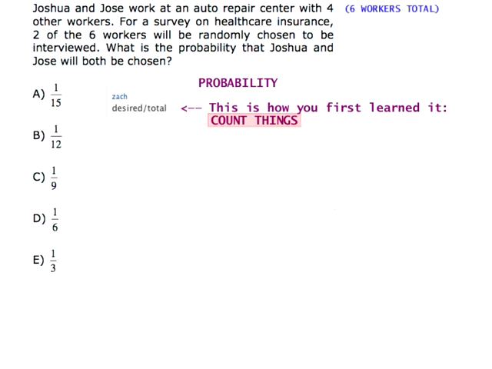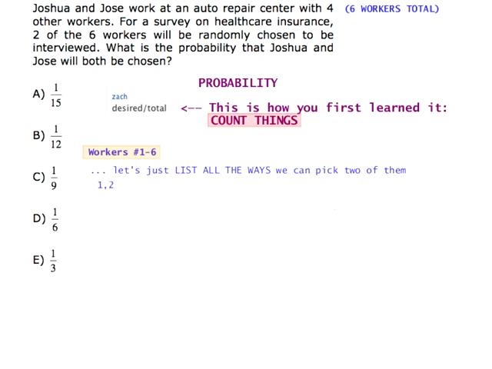Okay, so let's list all of the ways. So let's just say we have workers numbers 1 through 6. I mean, if we're going to make a list of these things, we want to be efficient about it. So, 2 of them are named Joshua and Jose, but we'll just number those guys later, because it's easier to make lists of things that are numbers. So let's say the workers are numbers 1 through 6, and let's just list all the ways we can pick 2 of them. So notice that order doesn't matter here. So you don't need to list 1 and 2 and also 2 and 1.